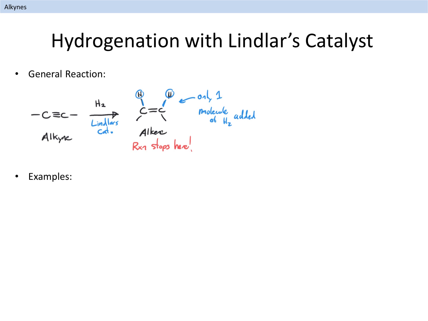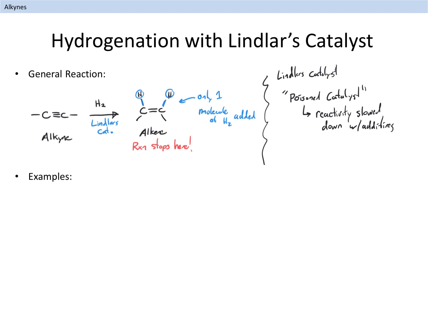How does Lindlar's catalyst achieve this selectivity? Lindlar's catalyst is described as a so-called poisoned catalyst. What does poisoned mean in this context? It means that the catalyst has been modified to reduce its activity.